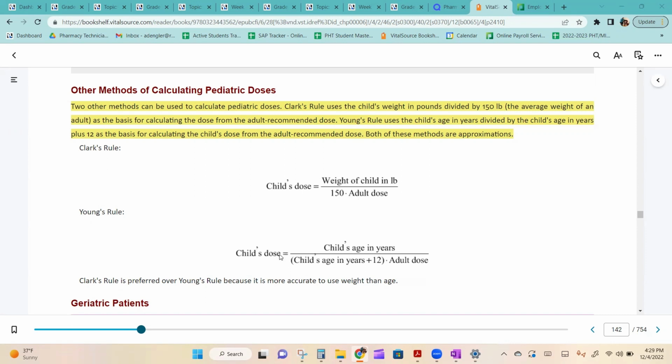I remember the one that's not in here, Fried's rule, which is for infants. We might get to that still in this chapter, if not in the math module. Young's rule, to do this calculation, you would have to have the child's age in years, and you would have to have the adult dose. So you would plug in the child's age in years here. You would put the child's age in years plus 12. So if they were like 4, 12 plus 4, you would put that number here, which is 16. And then you would multiply that by the adult dose. So the child's age in years, divide that, and that would be the child's dose.